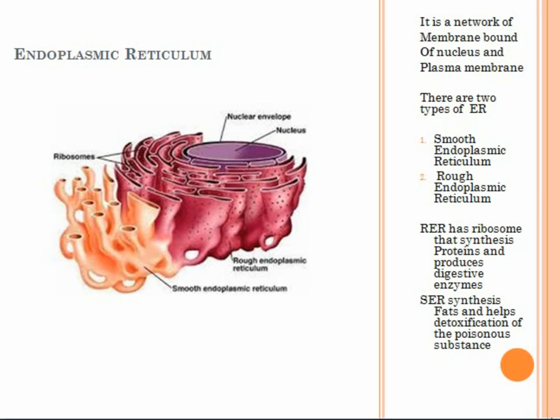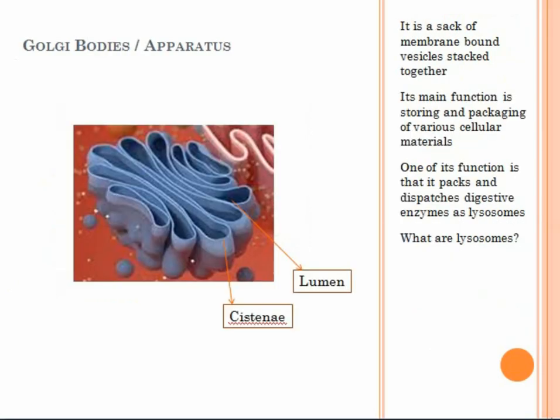So as you can see in this figure, here we have the nucleus and here we have the rough endoplasmic reticulum. Now rough endoplasmic reticulum has some small dots that you can see, and these dots are the ribosomes that synthesize proteins and produce enzymes. And when these ribosomes are not present on the ER, it is said to be smooth endoplasmic reticulum.